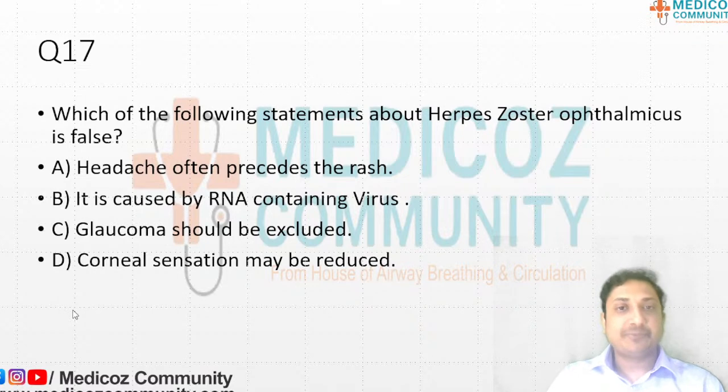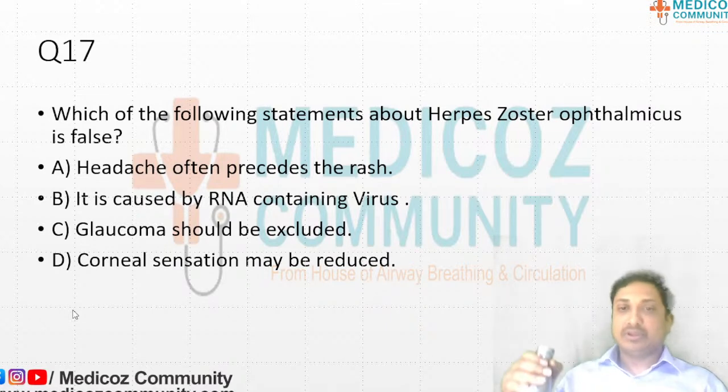Question 17 here. Which of the following statements about herpes zoster ophthalmicus is false? Option A, headache often precedes the rash. Option B, it is caused by RNA containing virus. Option C, glaucoma should be excluded. Option D, corneal sensation may be reduced.